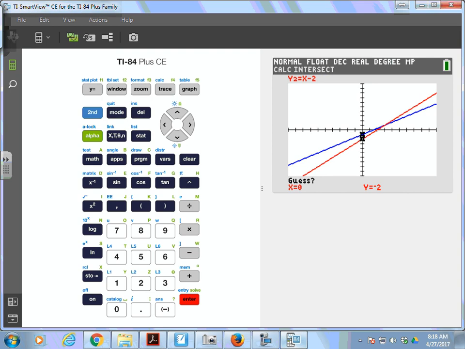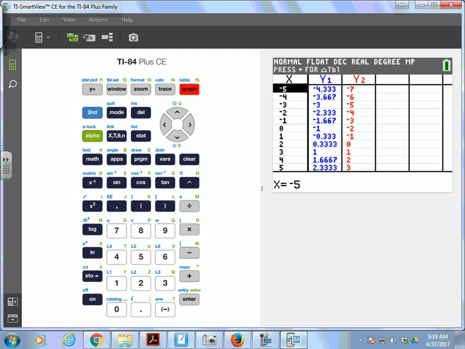If there's only one place where they intersect, it'll go there. So you don't need to do anything with it when it says guess, except just hit enter, and it should give you those numbers. X equals 3, y equals 1. Where they intersect. And if I was to go to my table, look to see where x equals 3, then both of them should have 1 there.